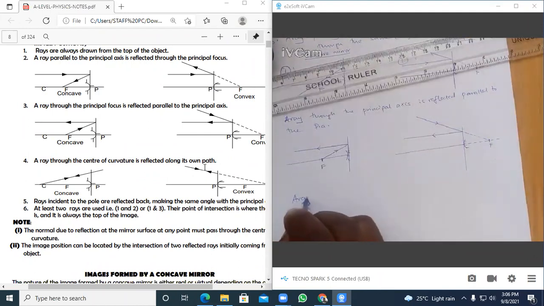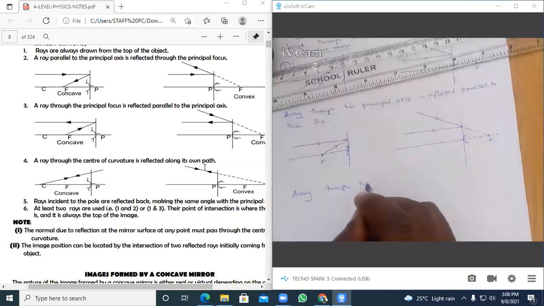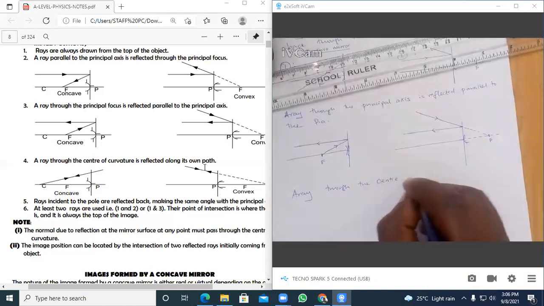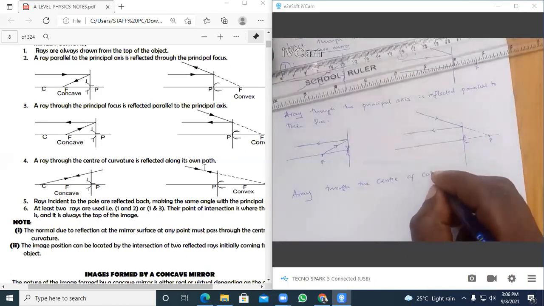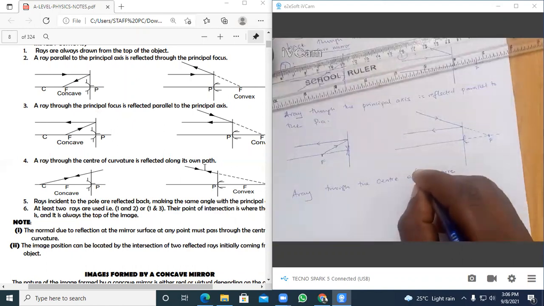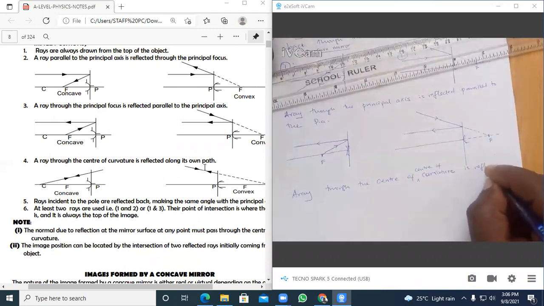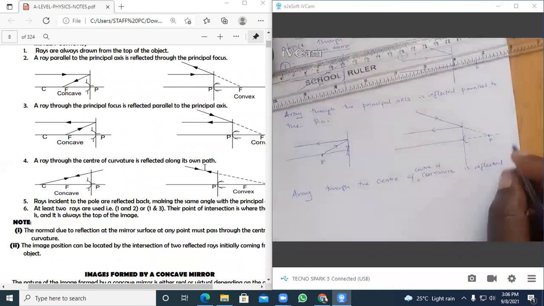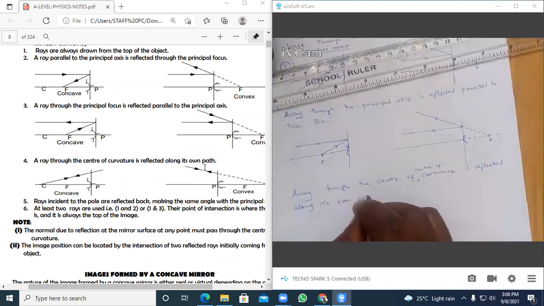A ray through the center of curvature is reflected along its own path.